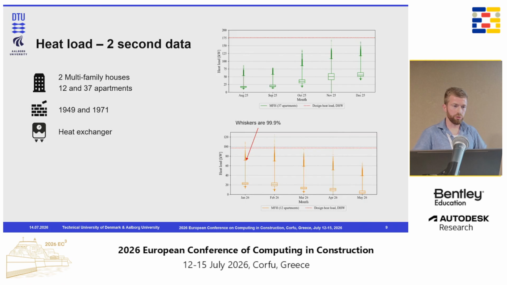One of the last results is 2 multi-family houses or apartment buildings, the top one with 37 apartments and the lower one with 12 apartments. I put in the design criteria again. The box plot also shows with the top whisker the 99.9th percentile, and again you can see that in the winter period we actually oversize, over-dimension the pipe, by 25%.